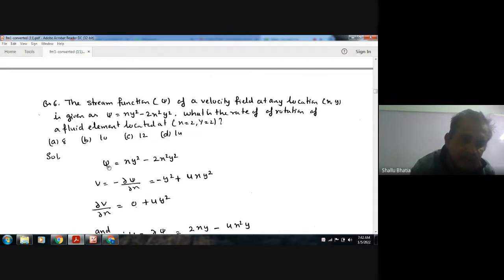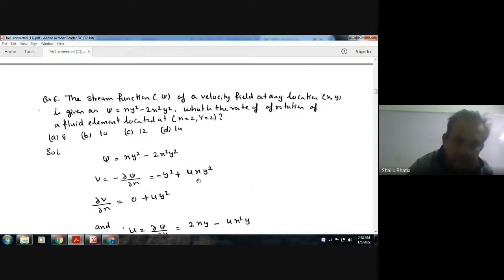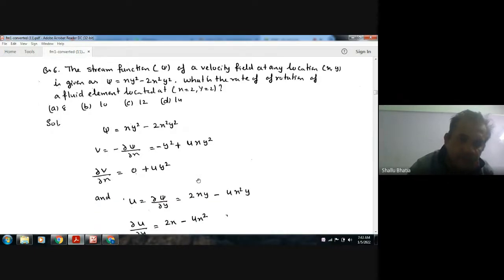Okay, and velocity in terms of psi can be represented in the y direction as v = −∂psi/∂x. So v is y² − 4xy². Okay, and now again we have to find the rate of dilation of the fluid element. So finding ∂v/∂x, it will be 4y².